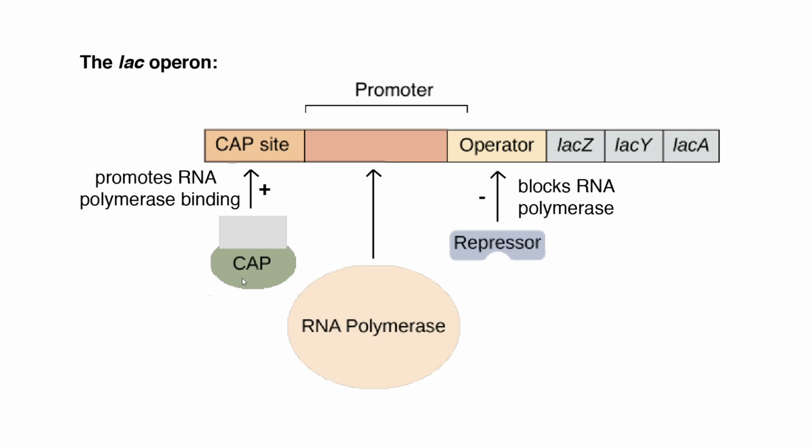The CAP binding site is a positive regulatory site that is bound by catabolite activator protein, which is written as CAP. When CAP is bound to the site, it promotes transcription by helping RNA polymerase bind to the promoter. So let's take a closer look at the Lac repressor and CAP and their roles in regulation of the Lac operon.